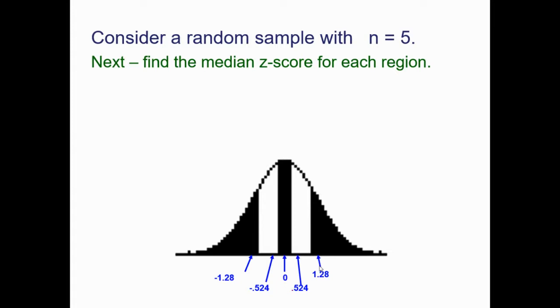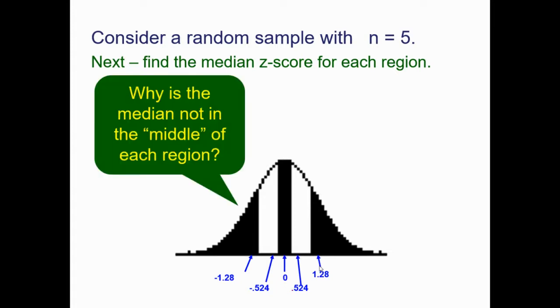Now, kind of following the width question, why are they not equal width? Why is the median not in the middle? Again, it looks like my median should be right here as far as the middle of each region. Why is it all the way over here? That's right. Perfect.